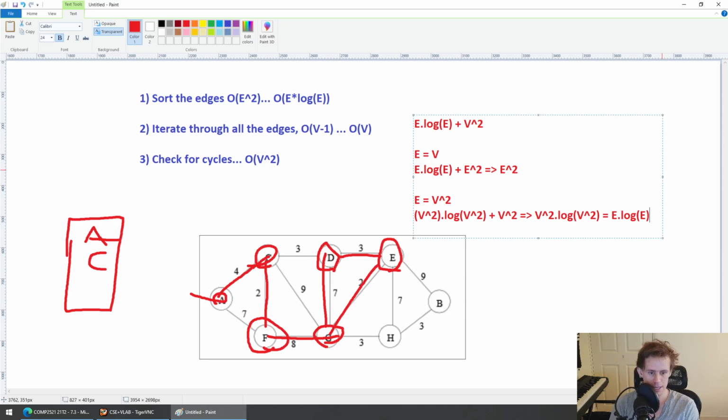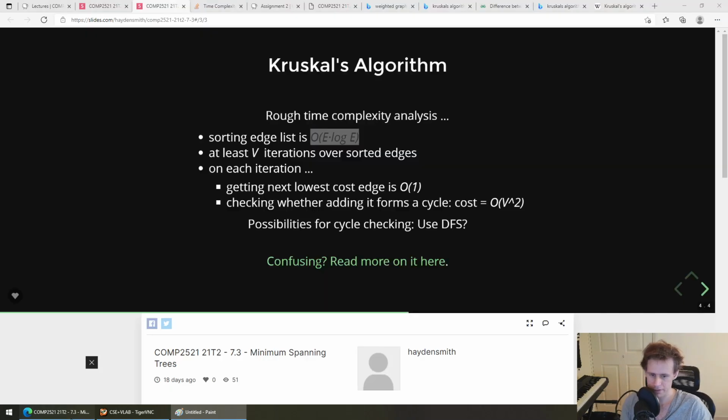But the point is that if you're always doing Kruskal on dense graphs, as in ones that have many more edges than there are vertices, then E log E makes perfect sense. And you can just write that out mathematically like I've done here. On a graph where you only have as many edges as vertices, I'm not 100% sure if that still holds true. But go read on it.